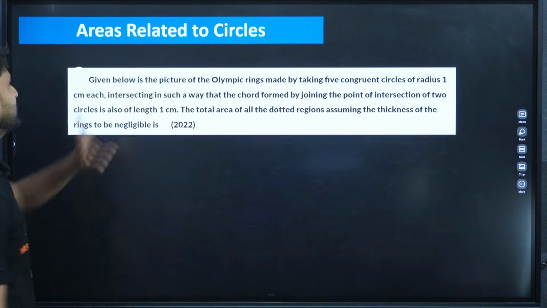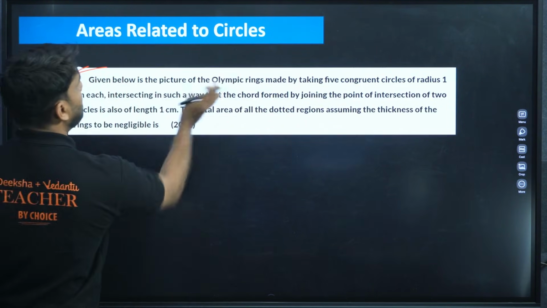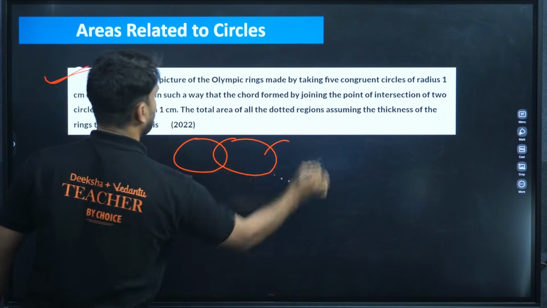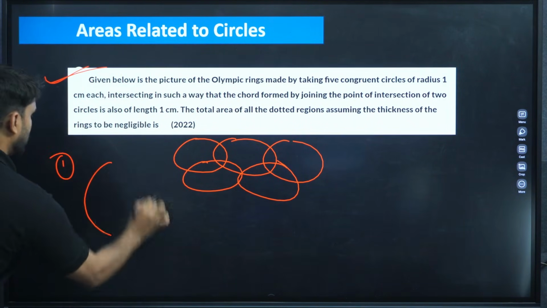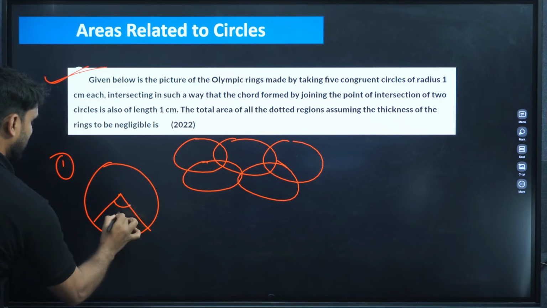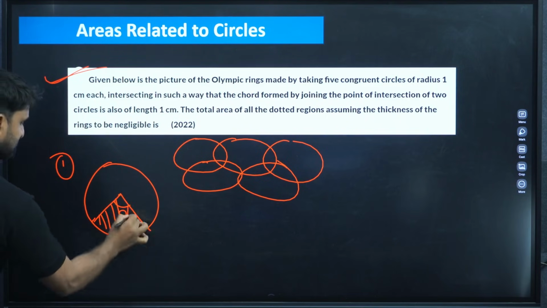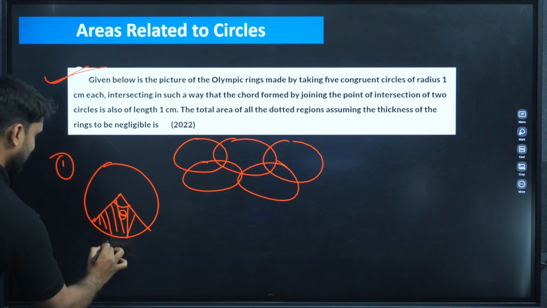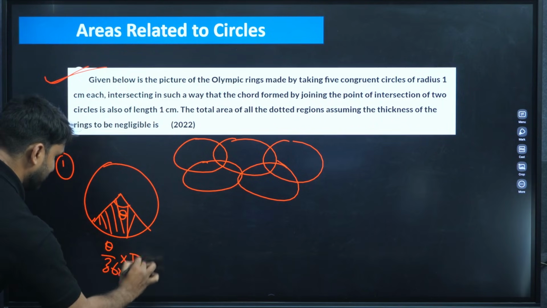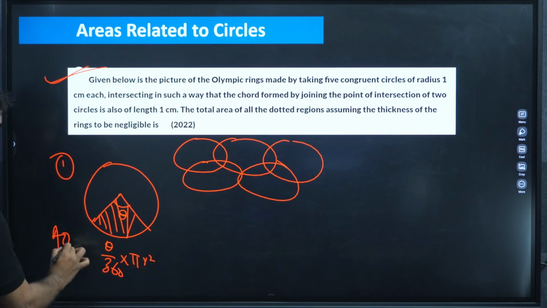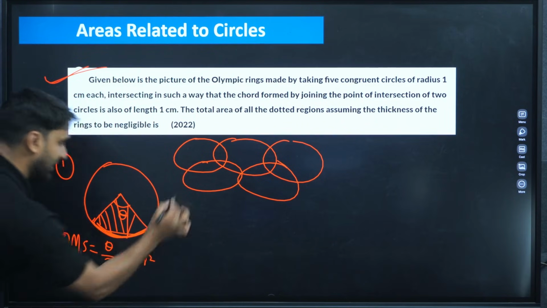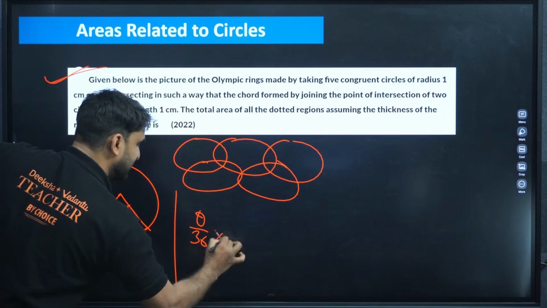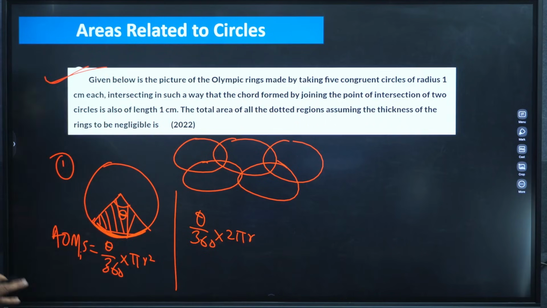In areas related to circles, this question is important: given below are the Olympic rings. You know the Olympic rings sign. Go and prepare this question. Two formulas are very important. Area of sector: how we can calculate the area of this minor sector, and this is the major sector. So theta is there: theta by 360 times pi r square. By using this formula, we can calculate the area of the minor sector. And we can also find the length of this minor arc by using the formula theta by 360 times 2 pi r. So these two formulas are very important.